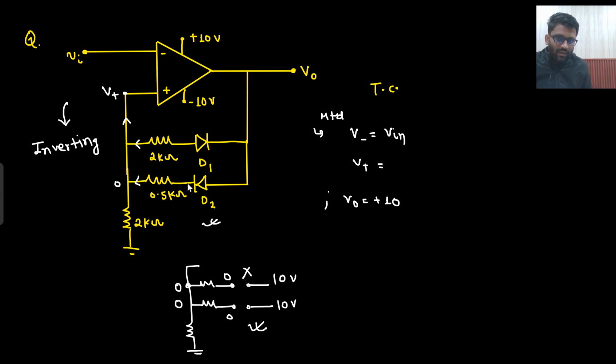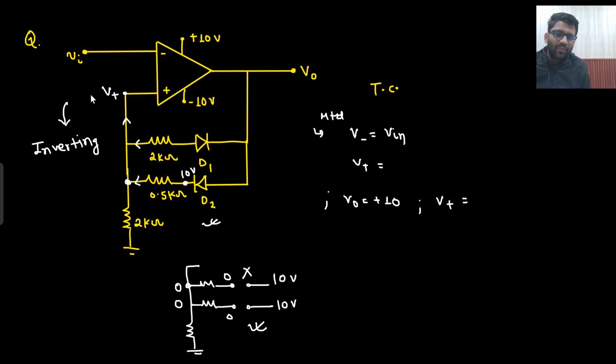This 10 volt will travel and reach here. Now the 2 kilo ohm will not be in action because D1 has turned off, so this 2 kilo ohm will not drive any current. So 10 volt has reached here. This is not even in action, and the op-amp is driving 0 ampere current, and 10 volt has reached here. So what will be the potential of V positive? What do you think?